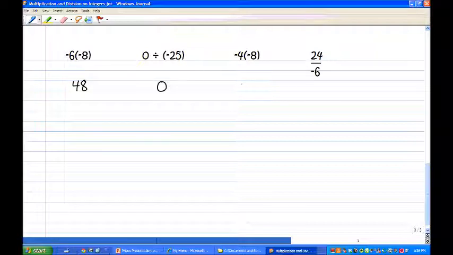4 times 8 is 32. They're both negative, so your answer is positive. Signs are the same, answer is positive. 24 divided by 6 is 4. The signs are different, the answer is negative.